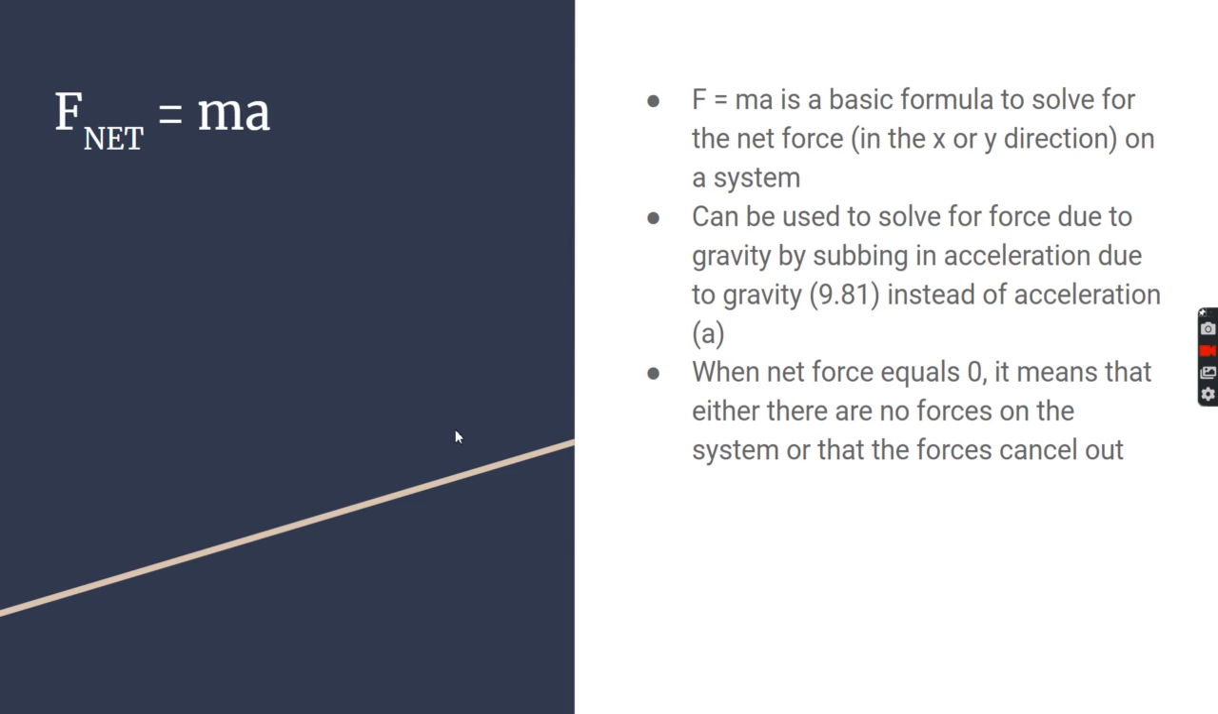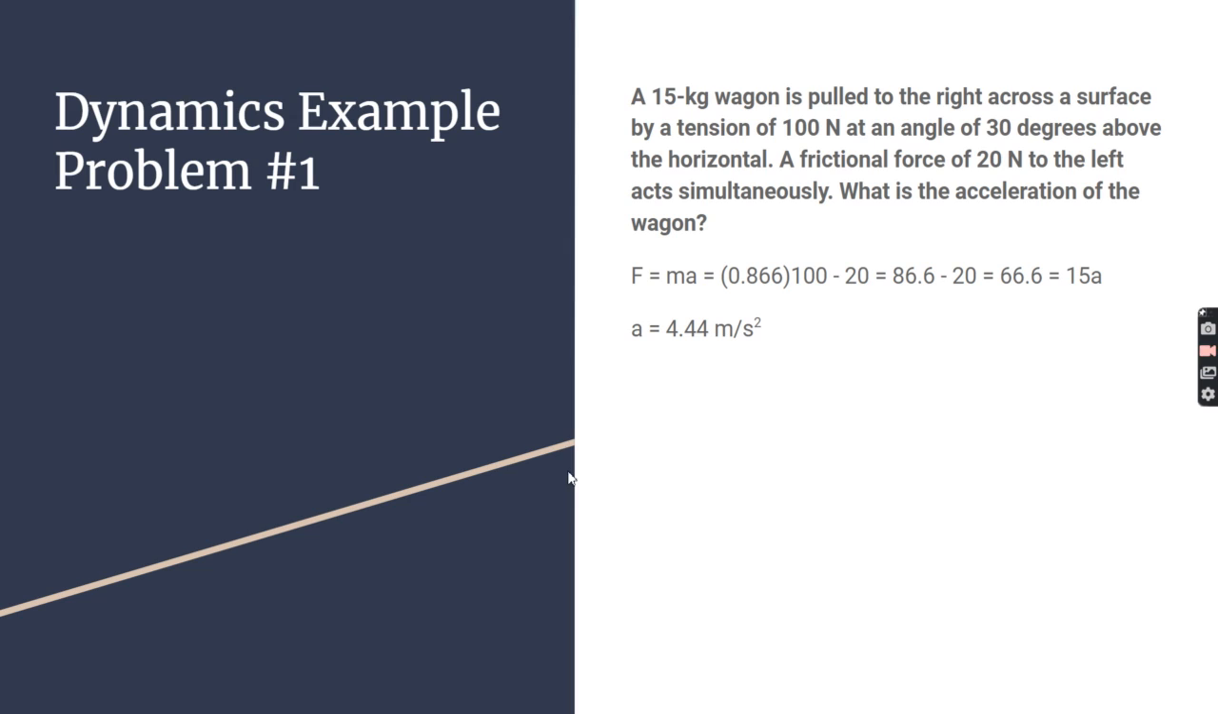So F equals ma. This is how you calculate net force, and you can only solve for one direction like x or y or z or whatever, but they'll never give you three-dimensional motion. So when net force equals 0, you can just write F equals ma equals 0. Then you can solve for individual forces, because then you know that all the forces cancel out. And if you know components, you can solve for other components, like by isolating variables.